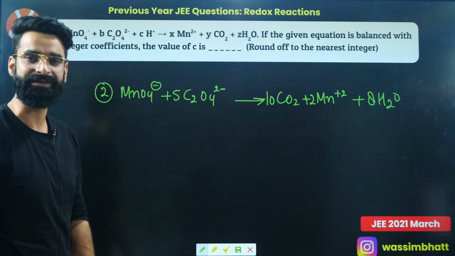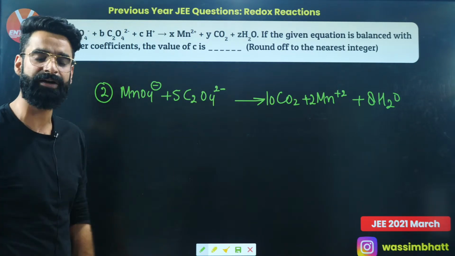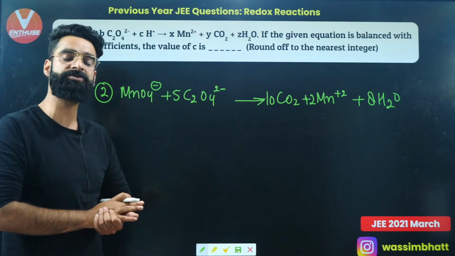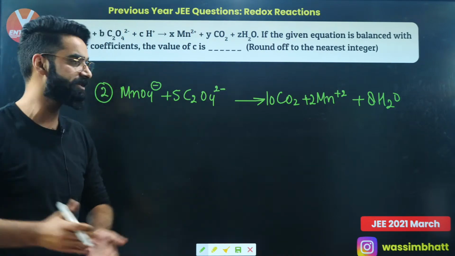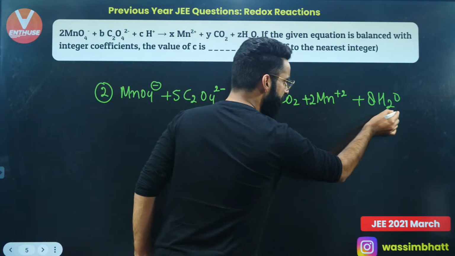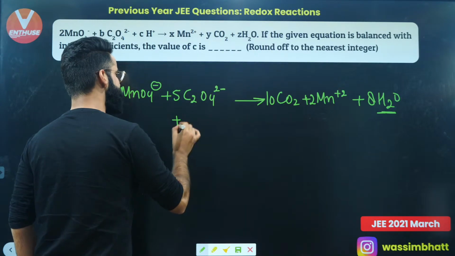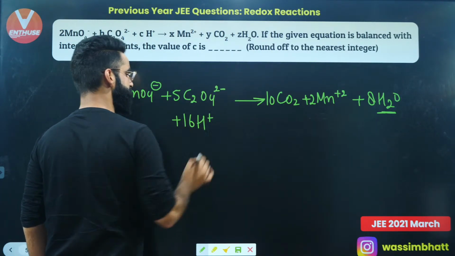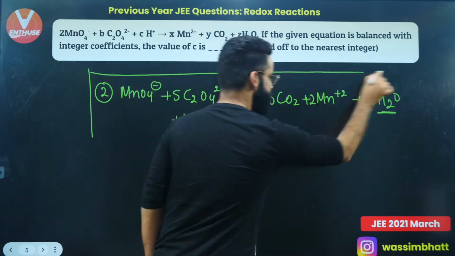Now after balancing the oxygen atoms, it's time to balance the hydrogen atoms. And how do we balance the hydrogen atoms in acidic medium? By adding H positive ions. How many H positive ions do we have here? 8 2s are 16. So on this side, I'm going to add 16 H positive ions. This reaction is a balanced chemical equation.